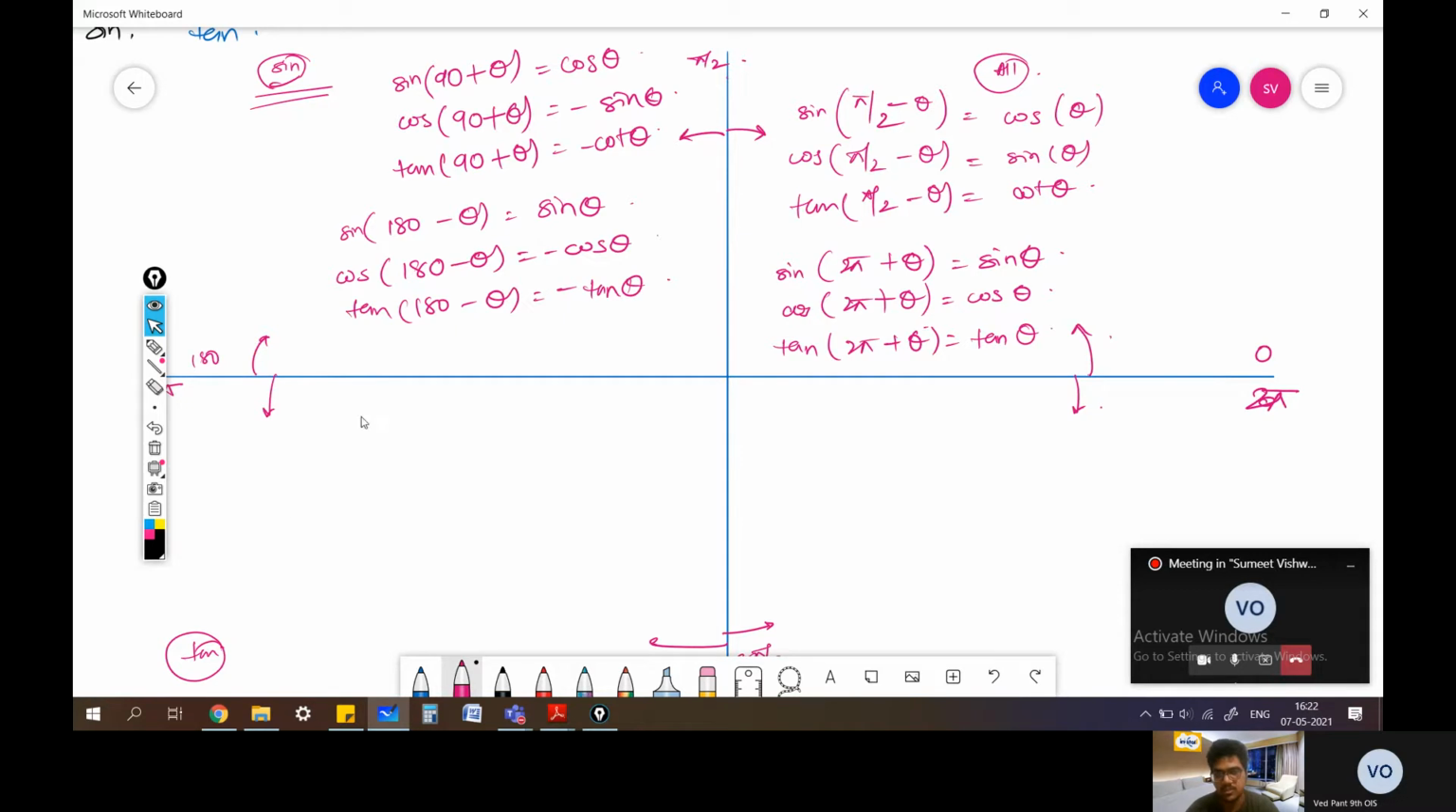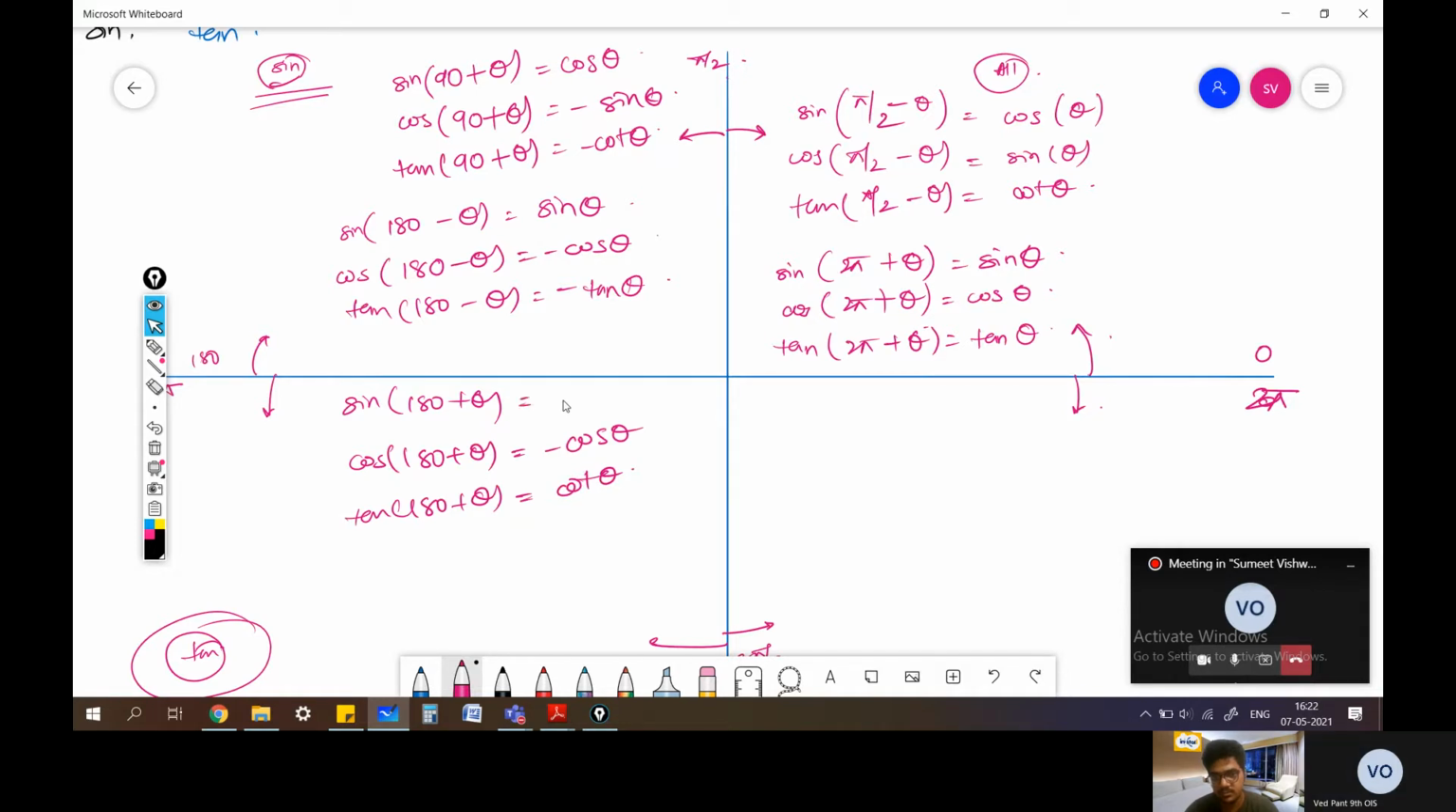Now, similarly, in this way, I'm jumping from 180 plus. That means sine 180 plus theta, cos 180 plus theta, tan 180 plus theta. But what we already know, only tan function remains positive. That means only cot will be positive. That means tan is positive, and the rest everything will be negative.